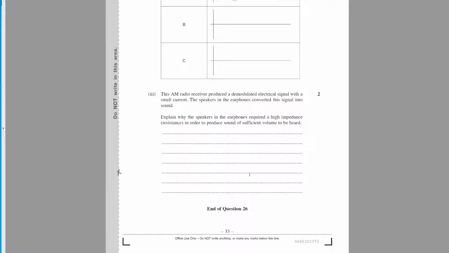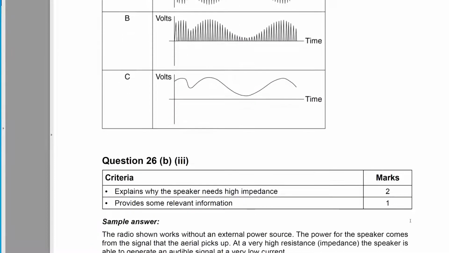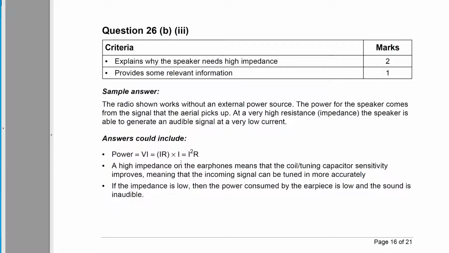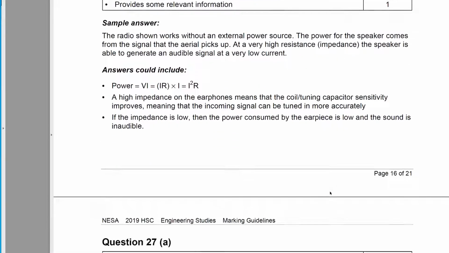I think that gives a how and why, right? If the resistance is low, then the power will be too low for us to hear anything. So by increasing the resistance, the power will be high. That's basically what they say here.